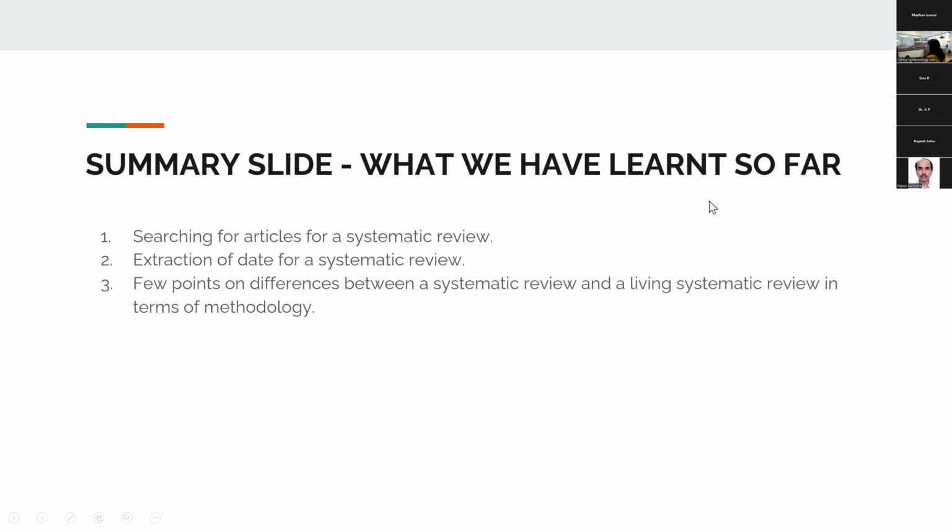So the summary slide of what we have learned so far is how we search for articles for a systematic review and how data is extracted for a systematic review. And there are a few points on differences between a living systematic review and a systematic review in terms of methodology.